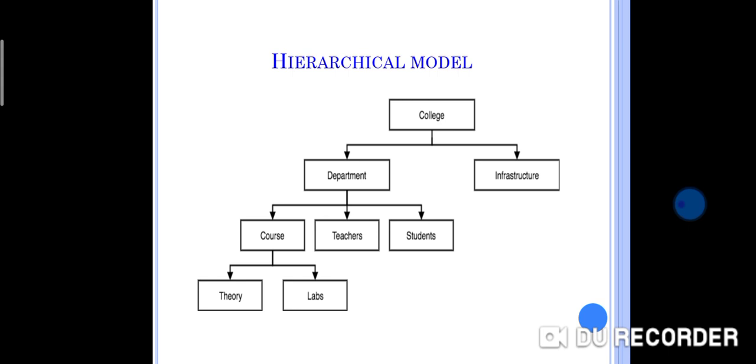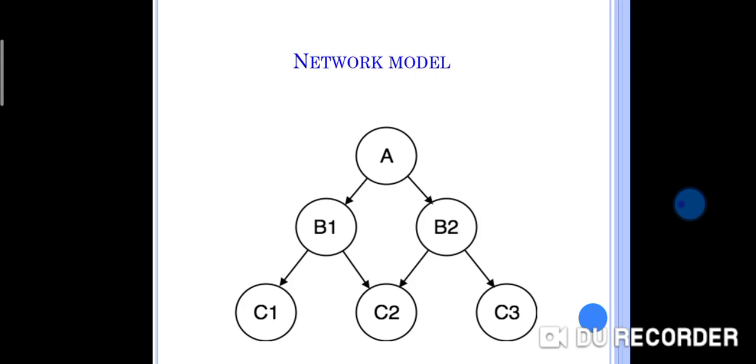In the hierarchical model, data is organized in a tree-like structure with a one-to-many relationship between two different types of data. For example, one department can have many courses, many professors, and of course many students also. This is a very real-time example of the hierarchical model. Then we go for the network model.